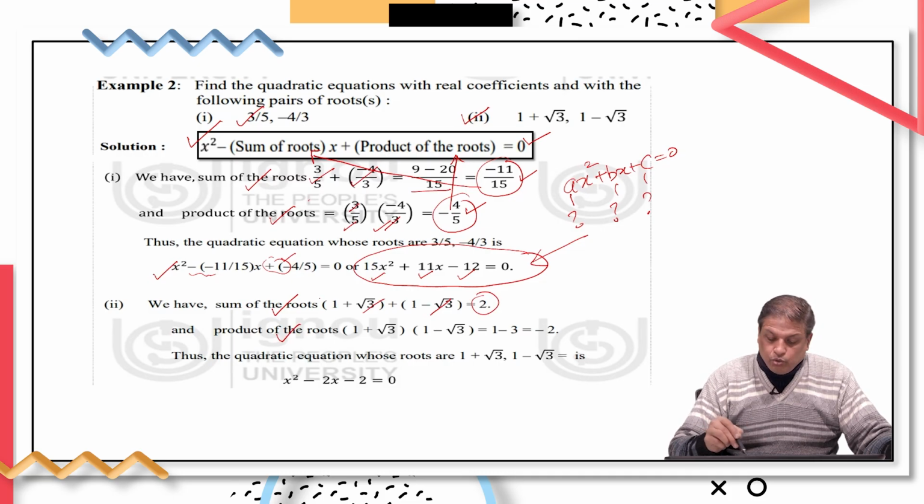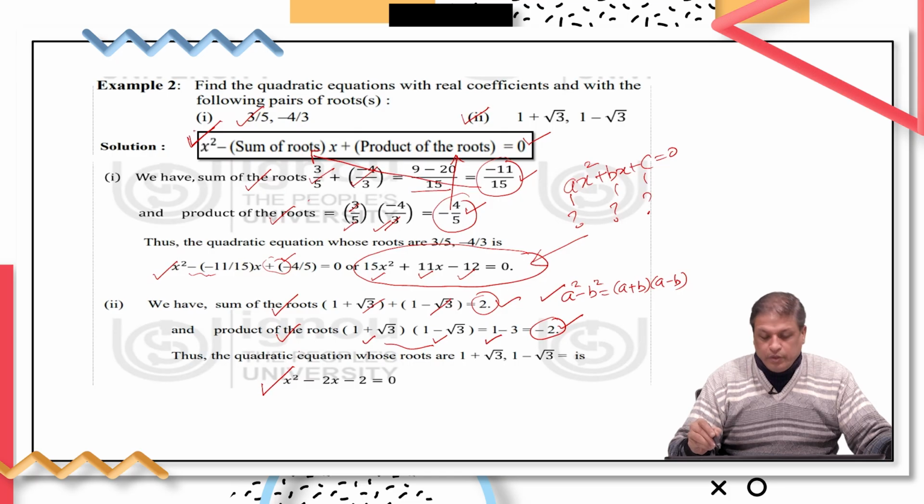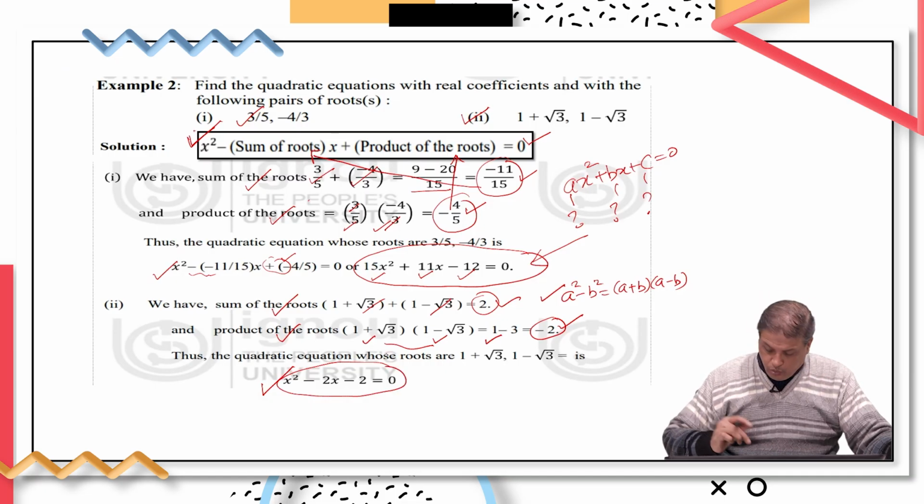Similarly, the product of the roots, that is 1 plus square root of 3 into 1 minus square root of 3. Now, we are using the identity a square minus b square is equal to a plus b into a minus b. Using this identity in this expression, we get 1 minus 3, that is minus 2. Now, substituting 2 and minus 2 into x square minus sum of roots into x plus product of roots, we get x square minus 2x minus 2 equal to 0. I hope you understood how to determine the quadratic equation when the roots are already given to you.